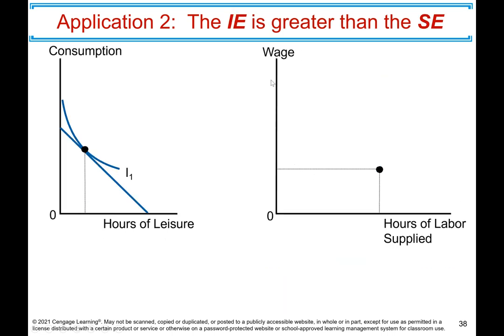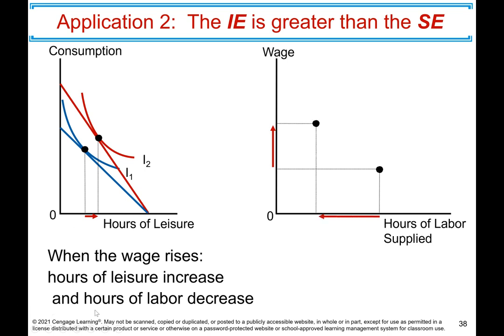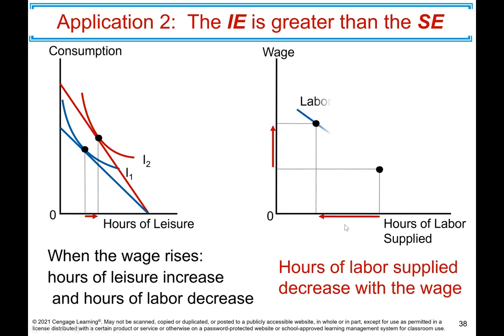What about the case where the income effect is greater than the substitution effect? When the wage rate rises, hours of leisure increase and hours of labor decrease. People work less. Hours of labor supplied decrease with the wage. Now we have a negatively sloped labor supply curve.